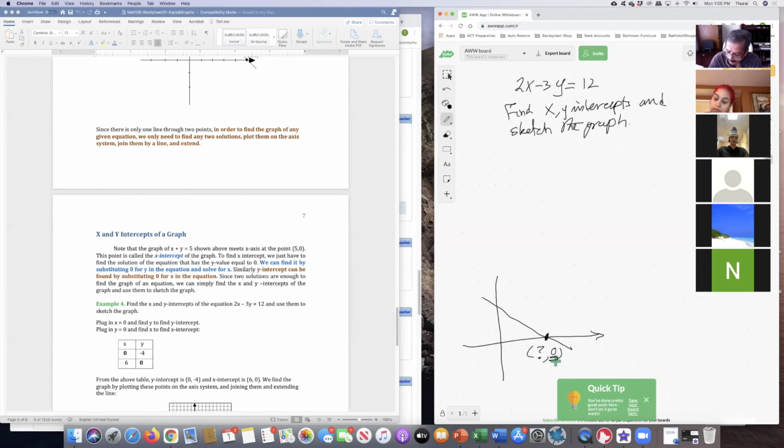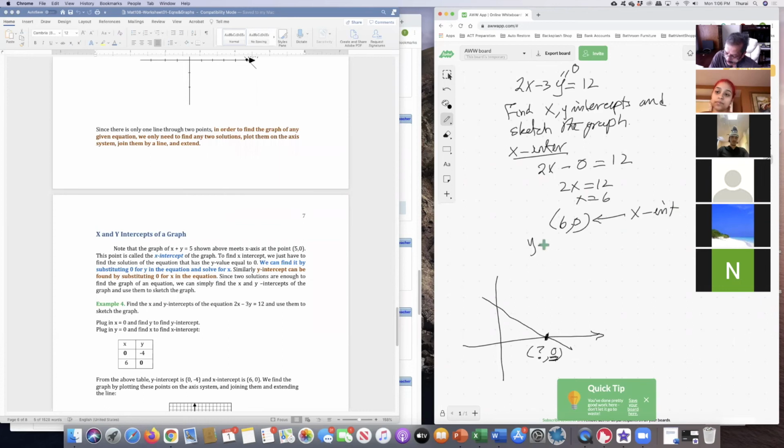So here is how you find the x-intercept. You set the y-coordinate to 0 because we know that the y-coordinate is 0 for that point. So 2x minus 0 equal to 12. And so 2x equal to 12, x equal to 6. So 6 comma 0 is the point which has 0 as y-coordinate. Therefore that is the x-intercept.